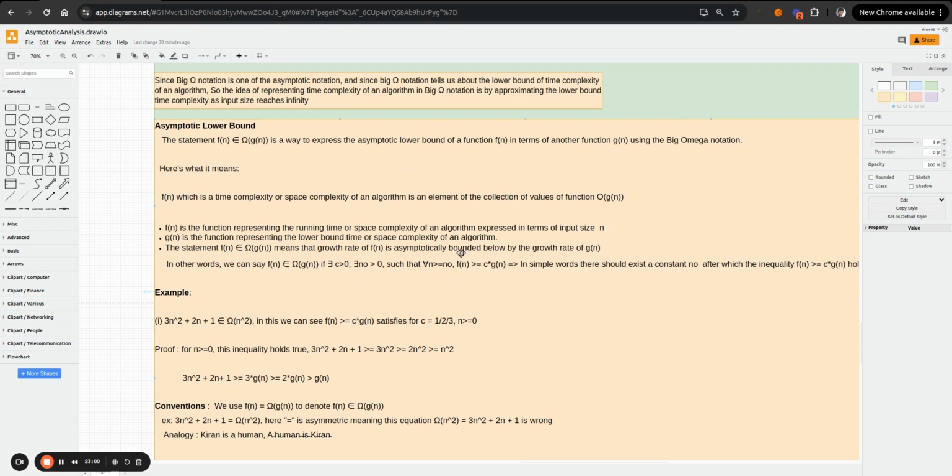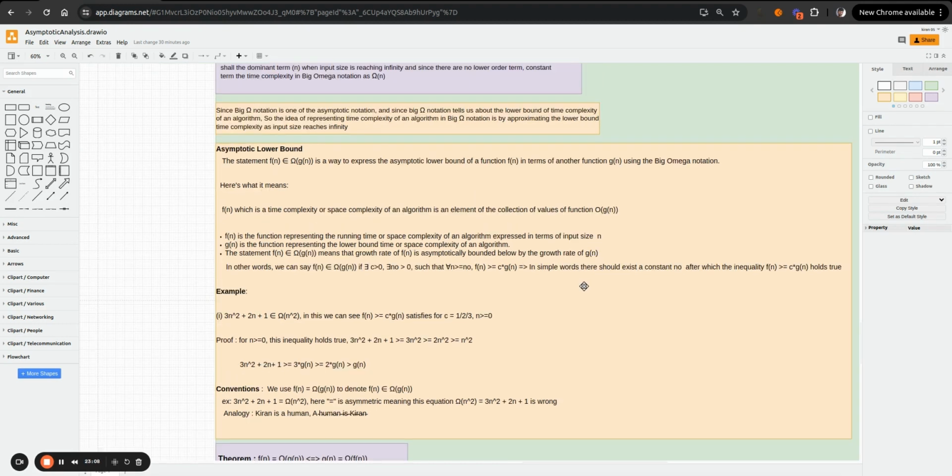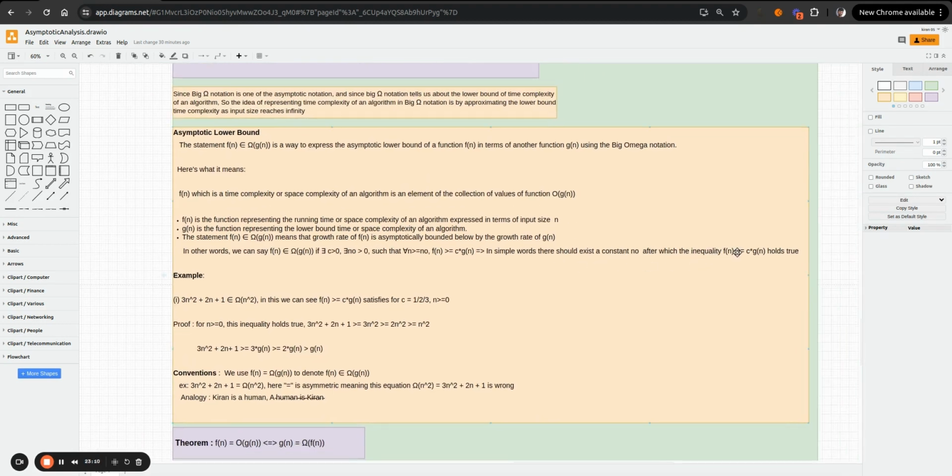f of n should be greater than or equal to a constant multiple of g of n after a particular point called n naught. So basically, in simple terms, f of n should at least be a constant multiple of g of n after a certain constant n equal to n naught. Then, if it holds true, we can say that this f of n belongs to big omega of g of n.